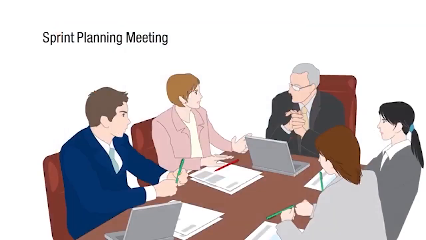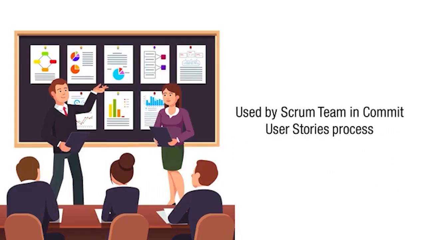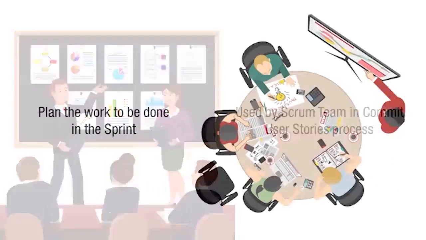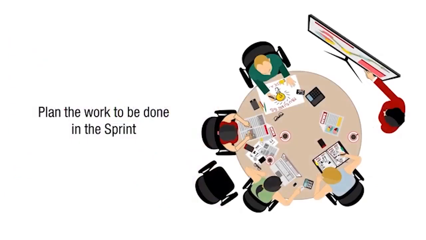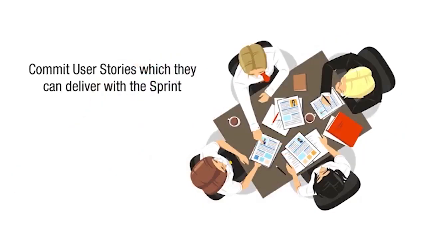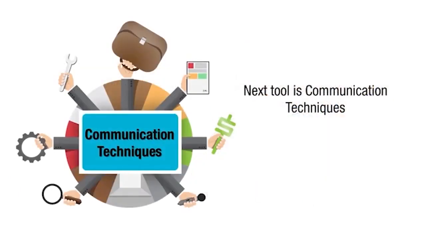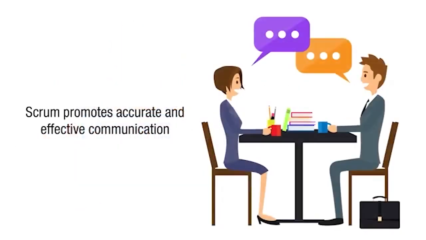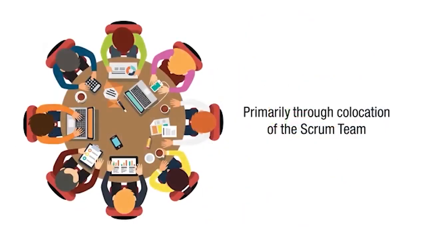The Sprint Planning Meeting is used by the Scrum team in the Commit User Stories process to plan the work to be done in the sprint. The team reviews the estimated user stories in order to commit the user stories which they can deliver within the sprint. The next tool is Communication Techniques. Scrum promotes accurate and effective communication primarily through co-location of the Scrum team.